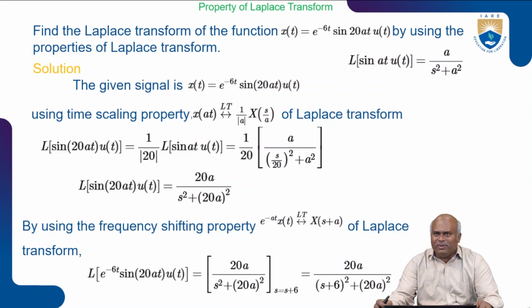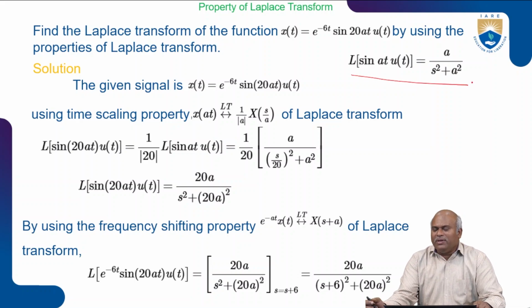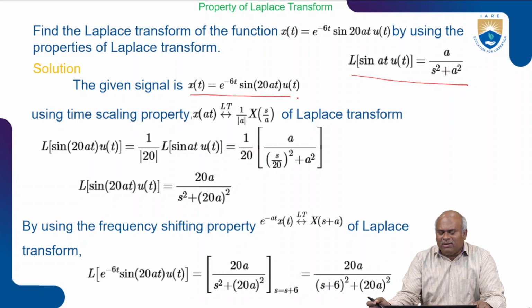Find the Laplace transform of the function x of t is equal to e power minus 6t sine 20t u of t by using properties of Laplace transform. Okay, so we know the Laplace transform of sine at u of t is equal to a divided by s square plus a square. For the given equation, x of t equal to e power minus 6t sine 20t u of t.